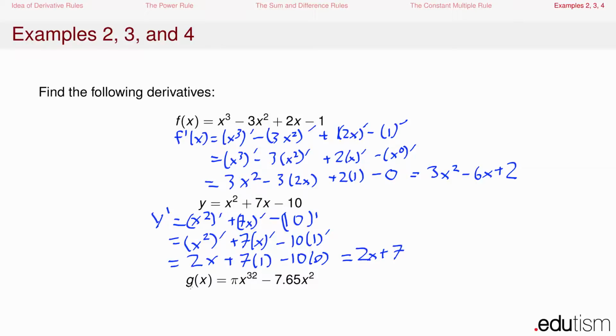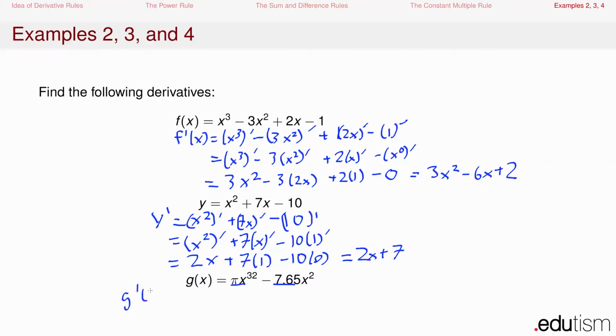This last example, g of x is pi x to the 32 minus 7.65x squared, is basically the same as the other example. The only difference is that the constants involved here are more complicated. Pi and 7.65 are still just constants because they have no x's in them, even though they're more complicated than just a 3 or a 7.